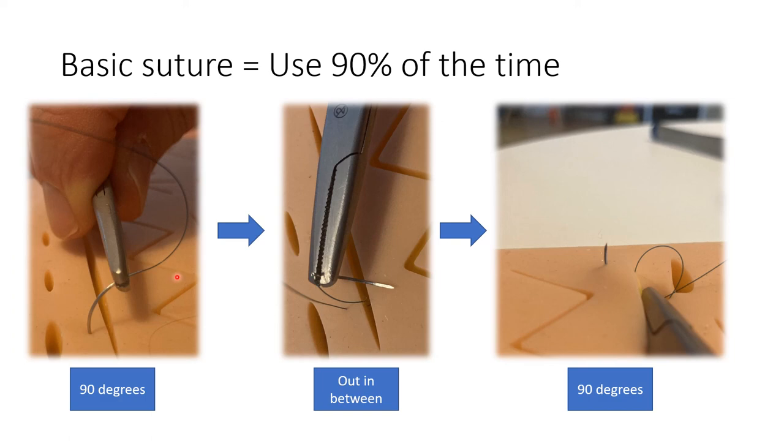So your basic suture technique is the most important one, your simple sutures. I won't go into detail with this, but important is to go in at a 90 degree angle. If it's a difficult wound especially, go out in between and then go in again so that you get the angle right, so it's 90 degrees.